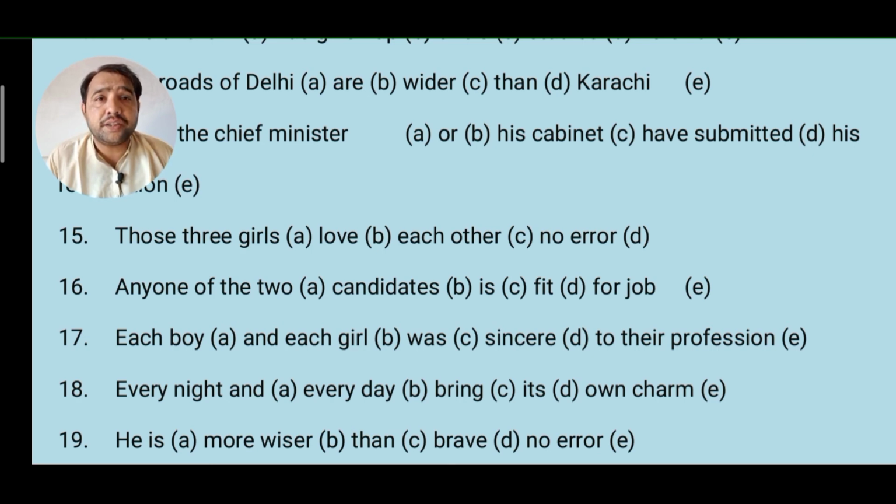If we have used a singular verb, then we need what? A singular possession. We should not say to their profession, but here in the sentence we have to say to his or her profession. So now we have to add a possessive pronoun according to the last subject. It should be a singular possessive pronoun according to the last subject, which is each girl. So here we have to use her. So we should say each boy and each girl was sincere to her profession.